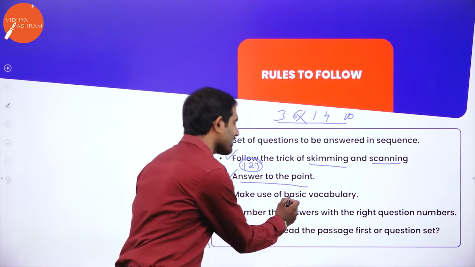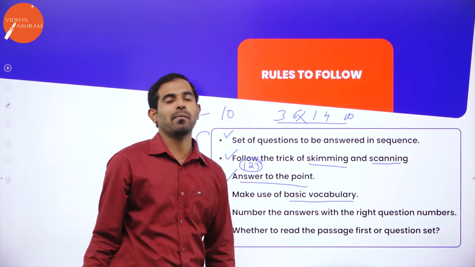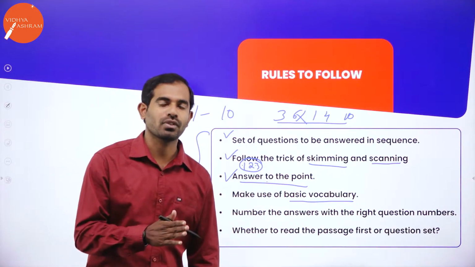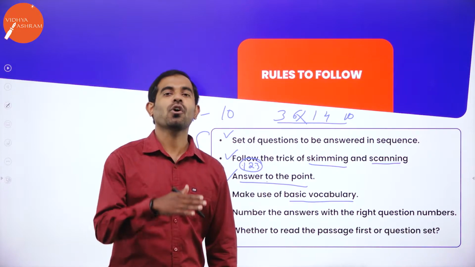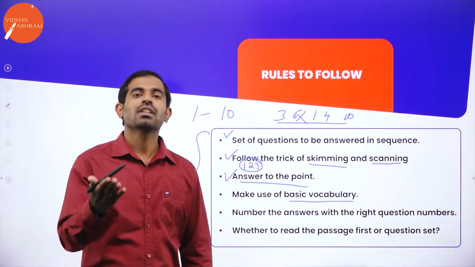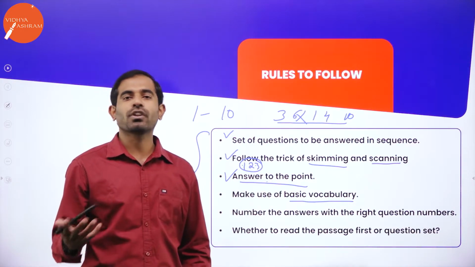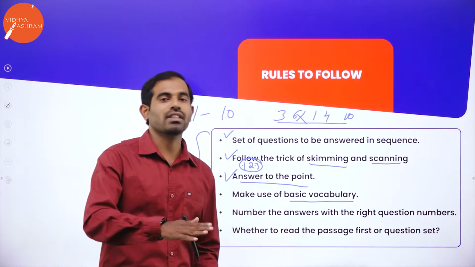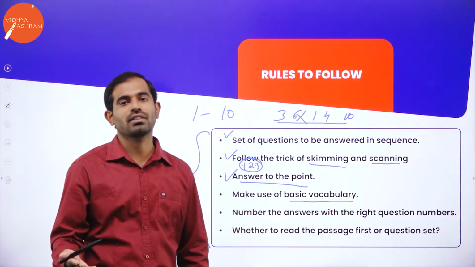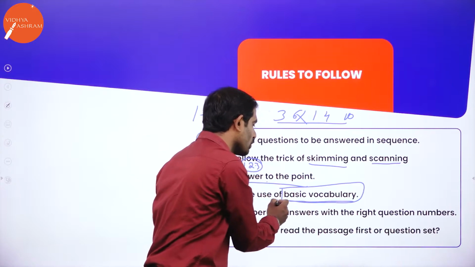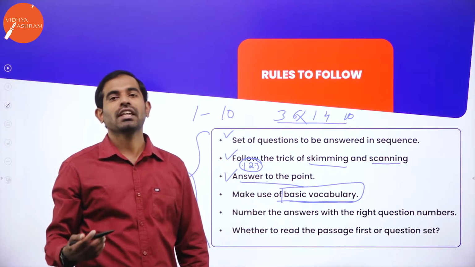Make use of basic vocabulary. What is this vocabulary? Most of you don't know the meaning of antonyms. Antonym is nothing but an opposite word. Synonyms are words with the same meaning. If you don't know these basic words, you cannot understand what the question is and how to answer it. Not just that, there are a lot of other words you have to think of in order to answer the question.